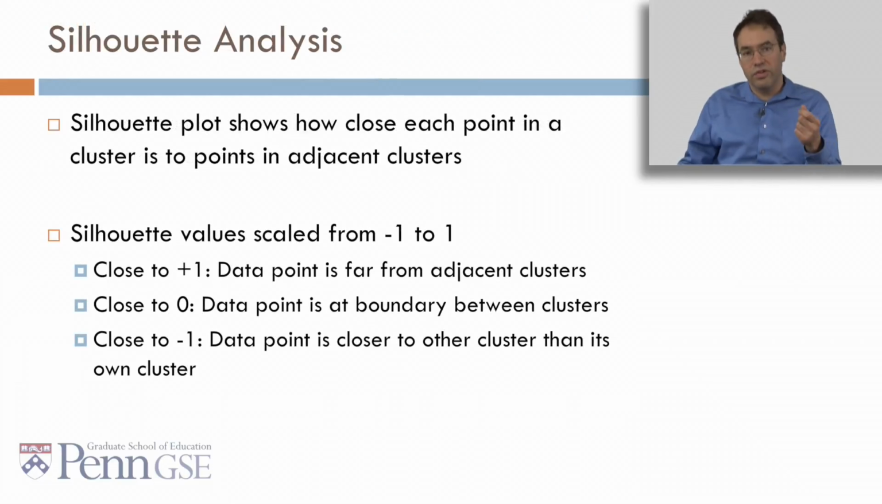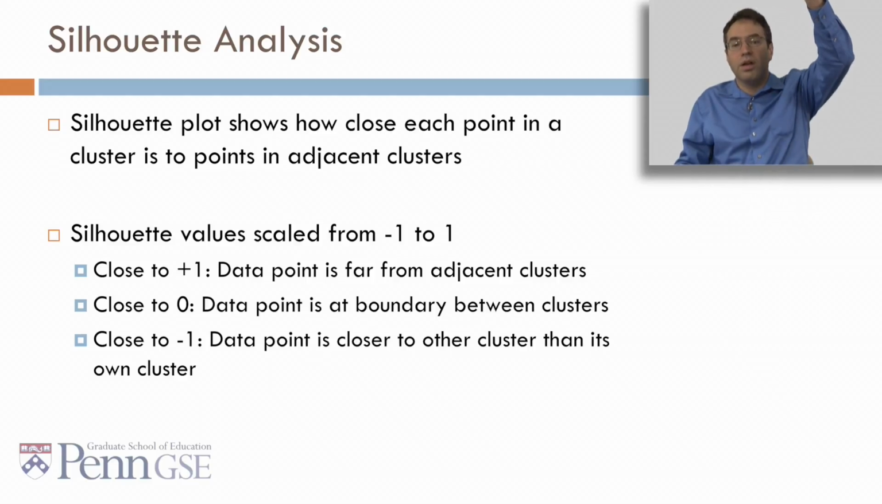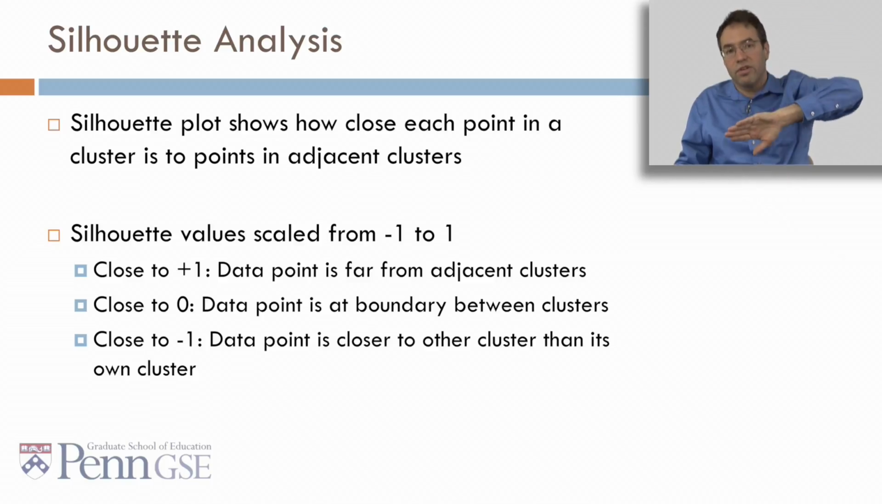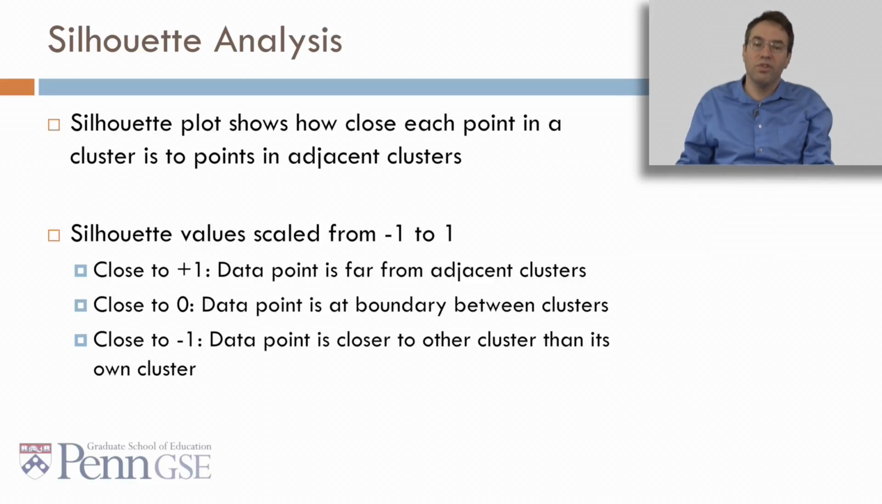In silhouette analysis, a silhouette plot shows how close each point in a cluster is to points in adjacent clusters. Silhouette values, like our old friends Cohen's kappa, are scaled from -1 to 1. If they're close to +1, then the data point's far from any of the adjacent clusters. If it's close to 0, it's at the boundary between clusters. And if it's close to -1, the data point's closer to the other cluster than its own cluster.